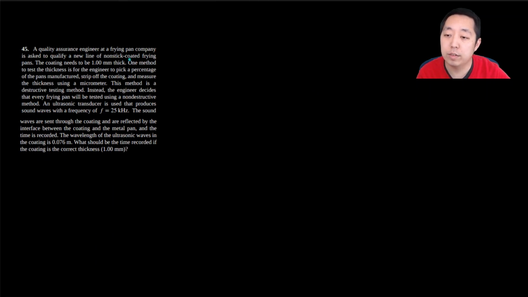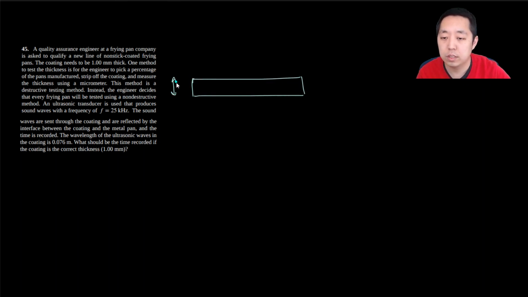A quality assurance engineer at a frying pan company is asked to qualify a new line of non-stick coating frying pans. The coating needs to be 1 millimeter thick. Let's just draw it like this. One method to test the thickness is to pick a percentage of the pans manufactured, strip off the coating, and measure the thickness using a micrometer. This is a destructive testing method. As you can imagine, you can't use the pan anymore. Instead, the engineer decides that every frying pan will be tested using a non-destructive method.